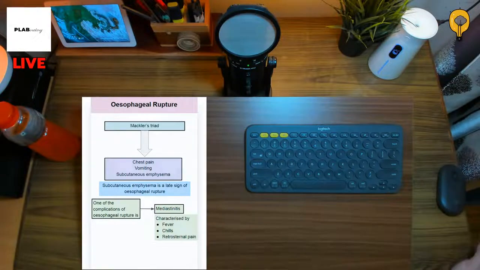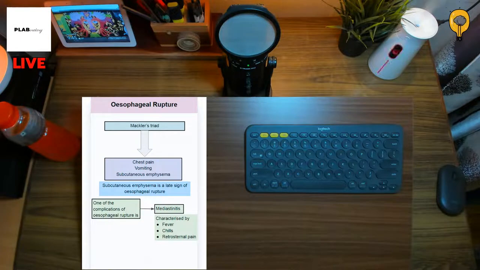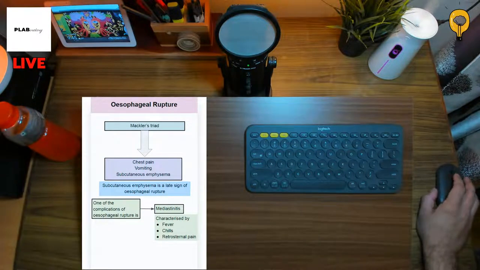So again, in esophageal rupture, we have to remember Mackler's triad: chest pain, vomiting, and subcutaneous emphysema. Subcutaneous emphysema is a late sign of esophageal rupture. Another complication of esophageal rupture is mediastinitis. It is characterized by fever, chills, and substernal or retrosternal pain.